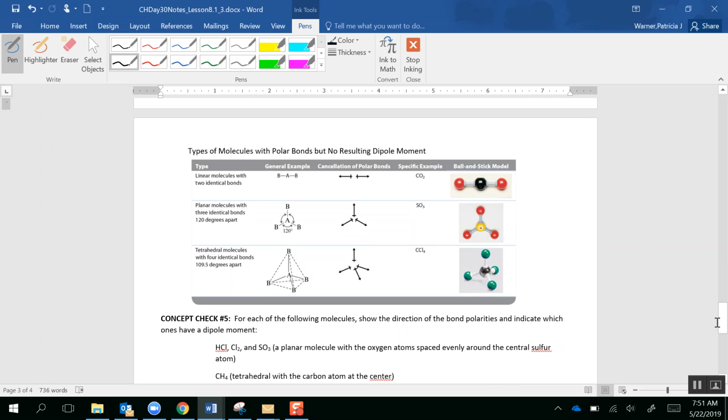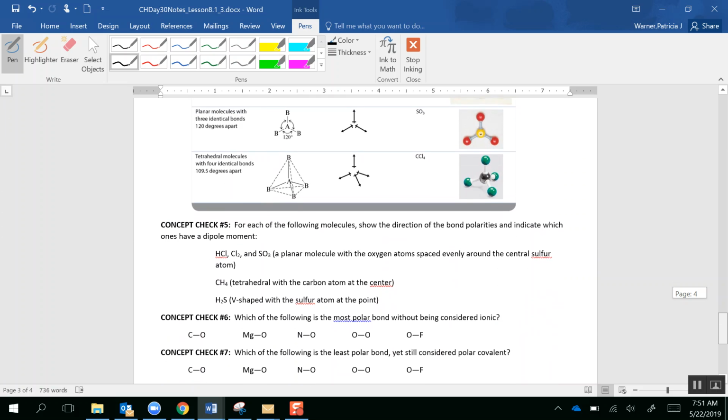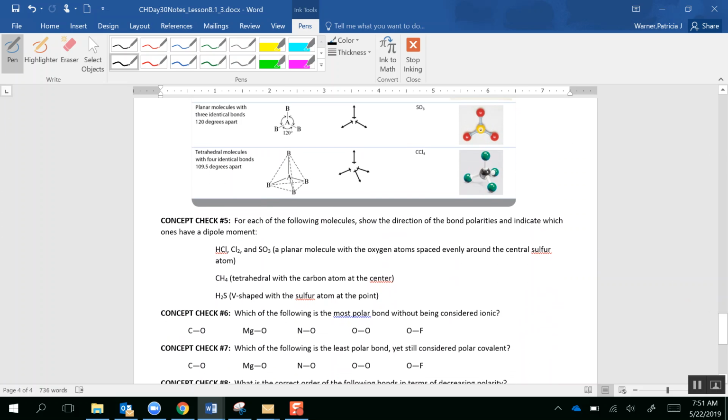And on the next page, a couple of examples. There's that carbon dioxide molecule I just showed you. There are some planar molecules, some tetrahedral molecules. The same thing happens where we can have polar bonds, but there's no net dipole moment, so it's a nonpolar molecule. Let's look at the examples below that table. For each of the following molecules, show the direction of the bond polarities and indicate which ones have a dipole moment.